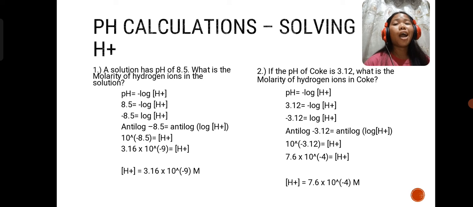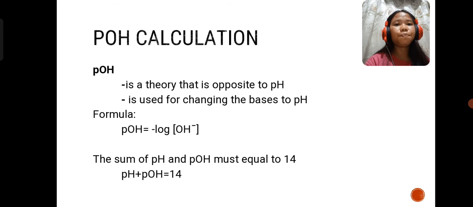I hope you understood this part, because it is complicated, but if you just follow the step by step procedure, you will derive the correct answer. And then next slide.